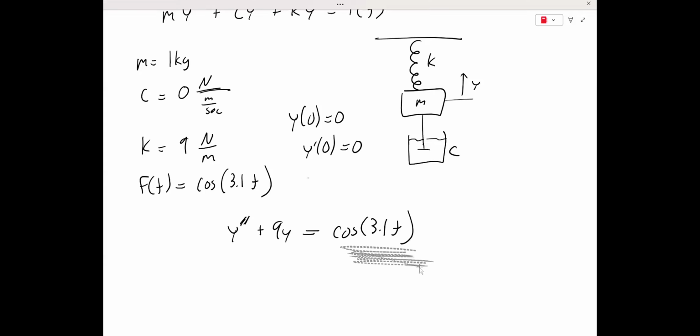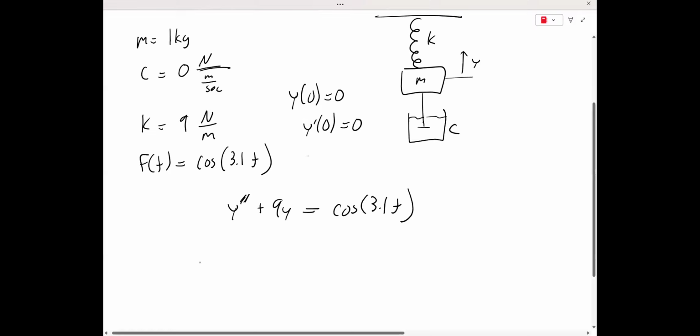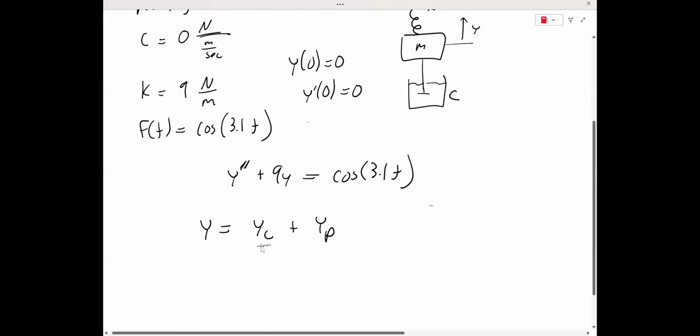So the way you start this off is you break it apart a little bit. You have y is equal to y sub c plus y sub p, like this. The y sub c is the solution to the homogeneous equation, if you put 0 here, the general solution, plus a particular solution.